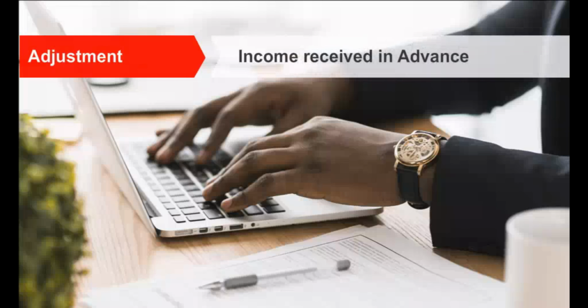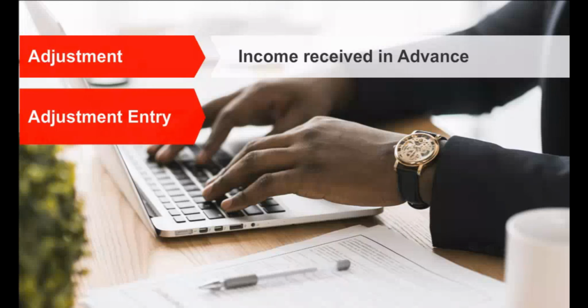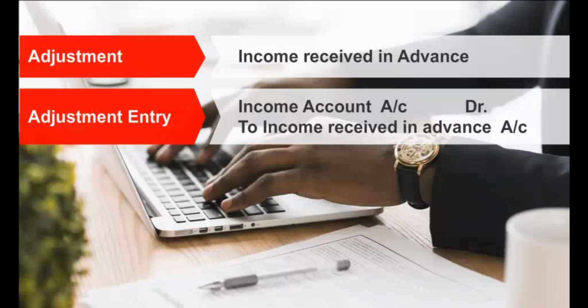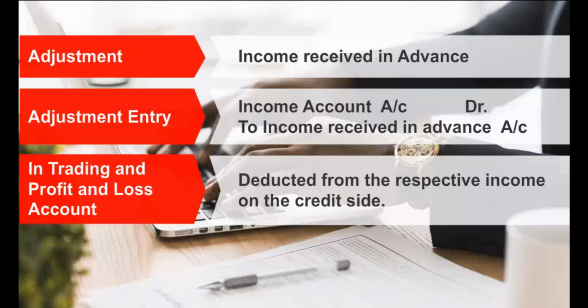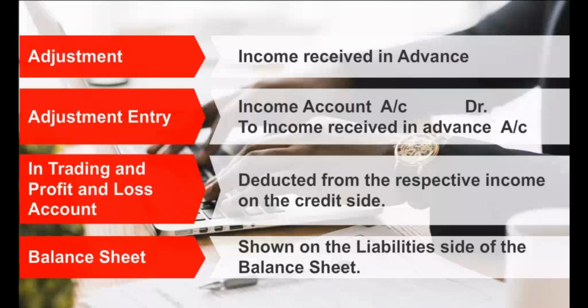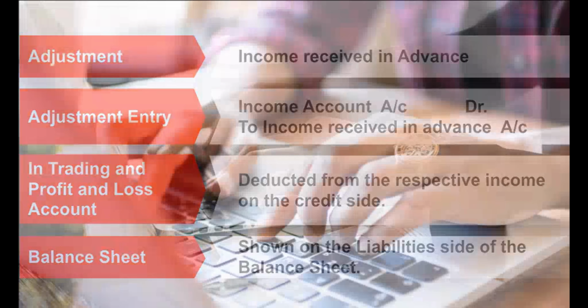Adjustment: income received in advance. Adjustment entry: income account debited to income received in advance account. In the trading and profit and loss account, it is deducted from the respective income on the credit side. In the balance sheet, it is shown on the liabilities side of the balance sheet.